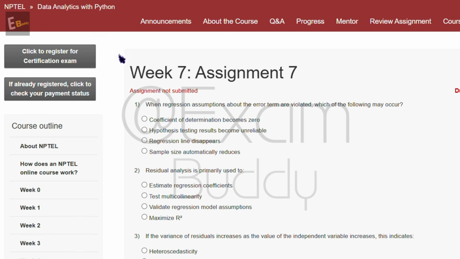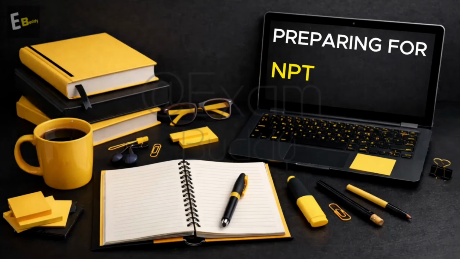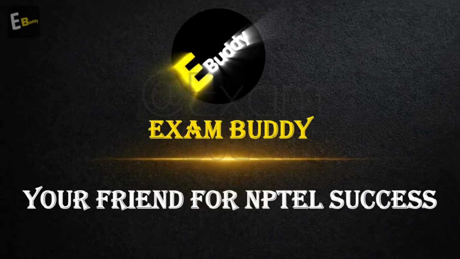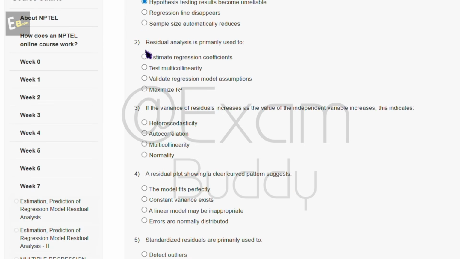So now we do the assignment of Data Analytics with Python, week 7. The first question is: when regression assumption about the error term or volatility is violated, which of the following may occur? And the answer is option B. Question number 2, residual analysis is primarily used to, and the answer is option C.